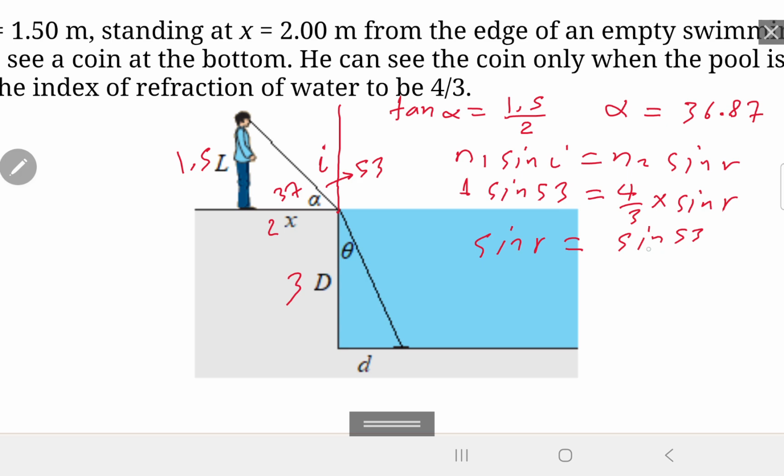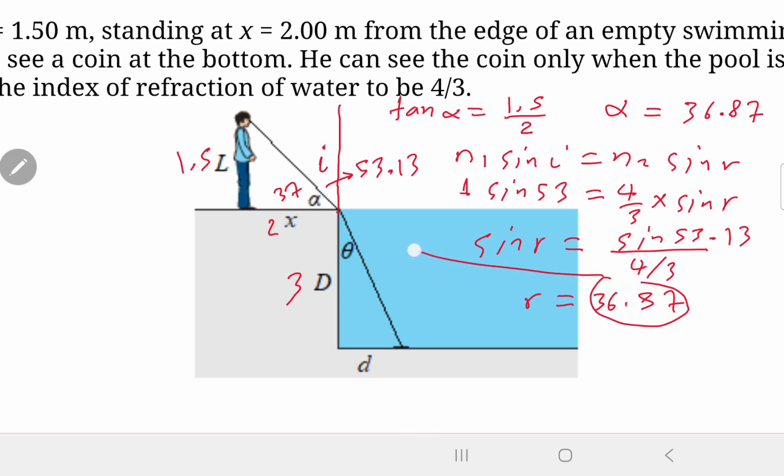Now if you do the math calculations here, you can see sine R is equal to sine 53 divided by 4/3. Let's write it here, sine 53.13 to be accurate. So this is 53.13. Now, if you do shift sine of this amount, you get R equal to 36.87. So this angle is here. This is angle theta. Now you can use trigonometry again in this right-angle triangle to calculate the distance d.